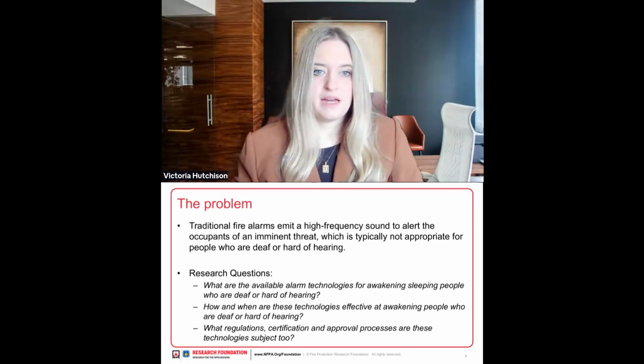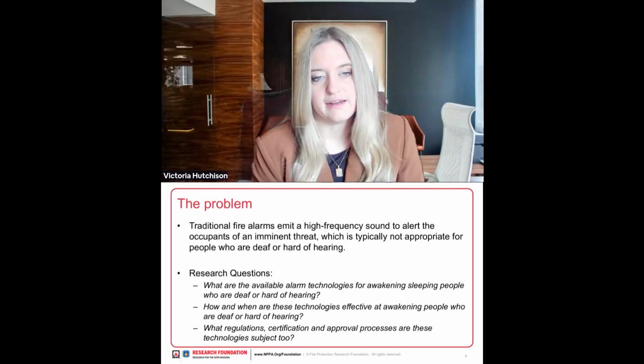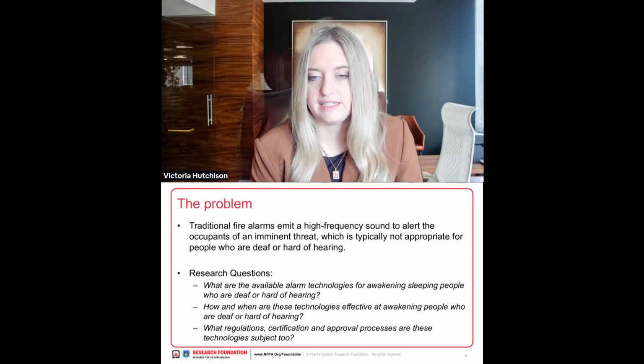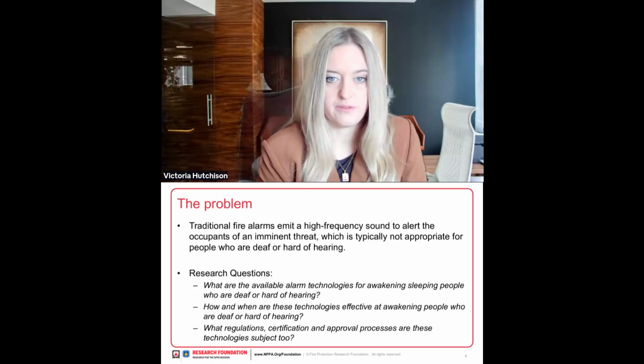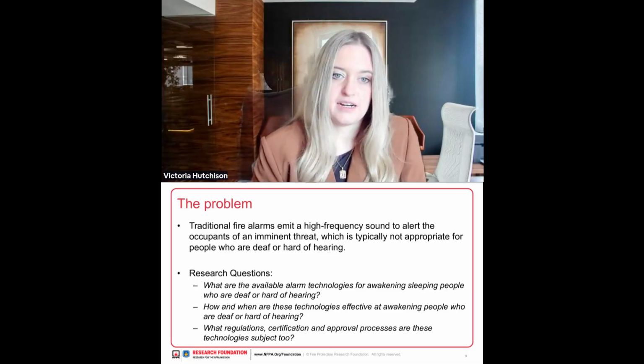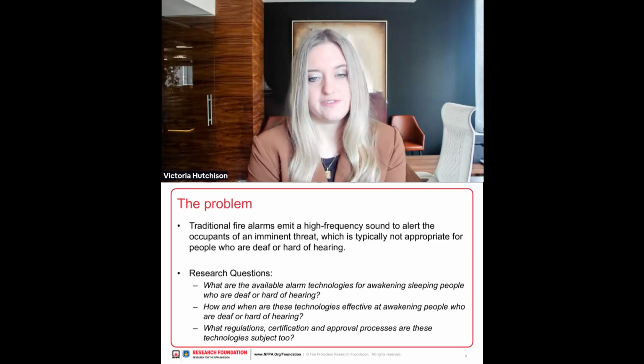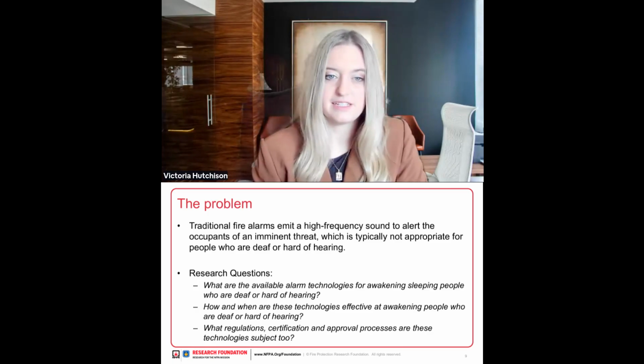So the problem that we started looking at for this study was that traditional fire alarms emit a high frequency sound to alert occupants of an imminent threat, but that's typically not appropriate for folks that are deaf and hard of hearing. And if you've been in this industry for a while, that's no surprise to you.